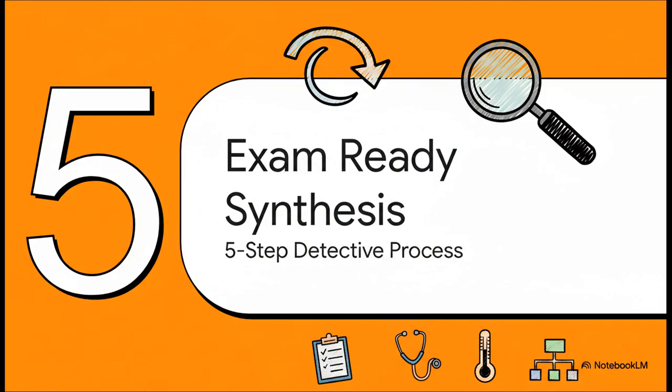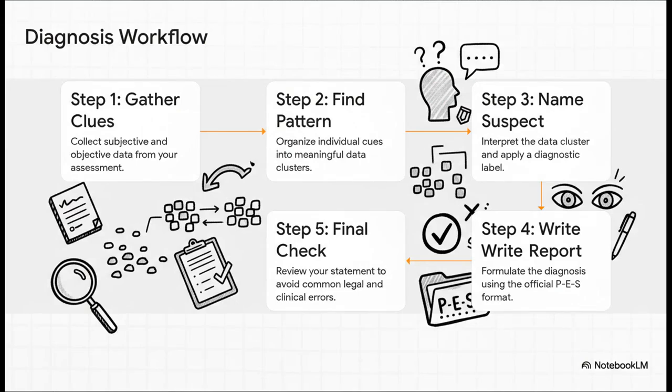Okay, let's pull it all together. We have covered a lot of ground, I know, but it all boils down to a really simple, repeatable workflow that you can use on any exam and in any clinical setting. Here it is, your 5-step detective process. Step 1. Gather your clues. That's your subjective and objective data. Step 2. Find the pattern by clustering all that data together. Step 3. Name your suspect. Interpret the pattern and validate it. Step 4. Write the official report using that PES format we talked about. And finally, Step 5. Do one last check to make sure you've avoided all those common traps and errors.